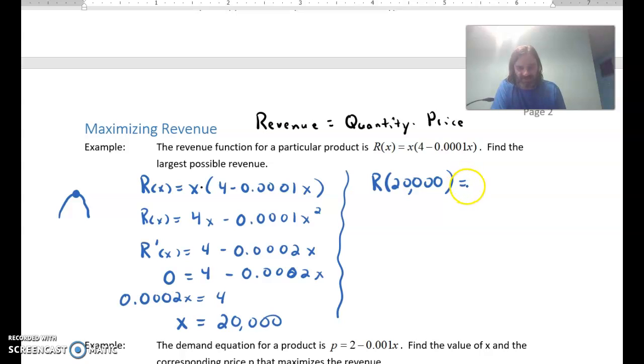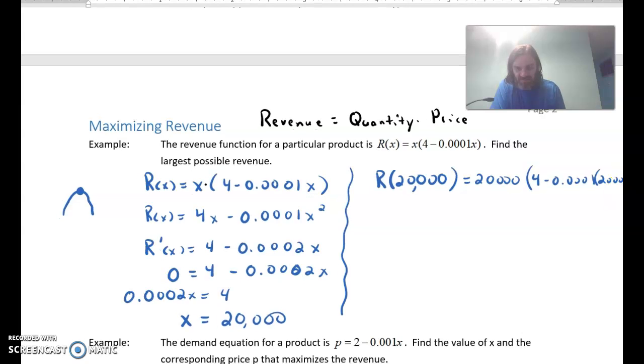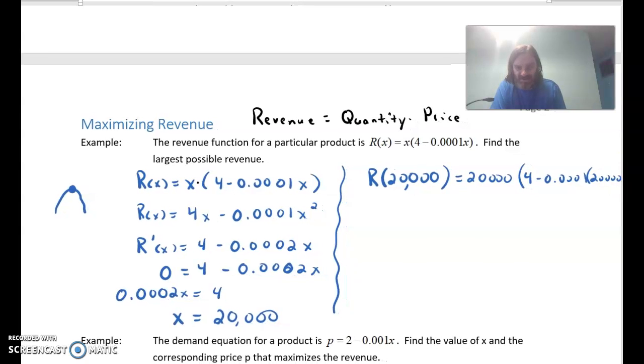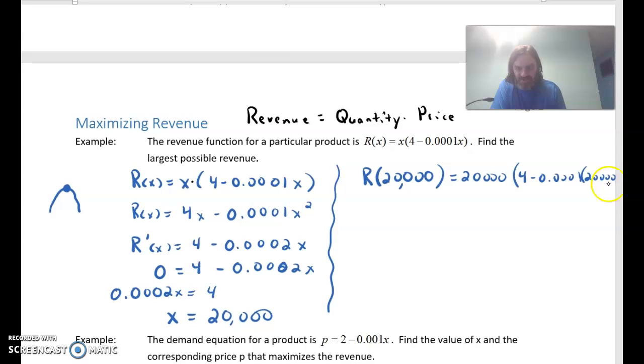So let's see here. I don't think I have a lot of room here. Let's see, 20,000 times 4 minus 0.0001 times 20,000. Yeah, I'm going to run out of room there. Sorry. It looks like I moved something here. Anyway, it's running off the page. I'm sorry. Let's see if I can move it while we talk here. Yeah, I can. It won't let me write off the page on my tablet, but it will. Put it there.